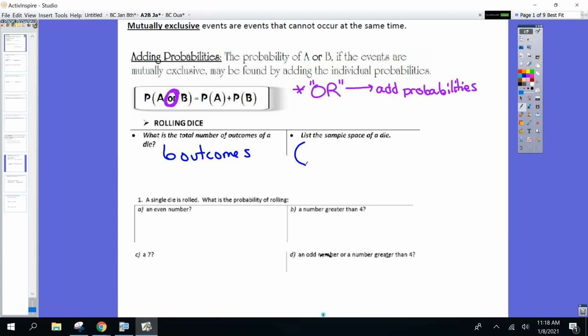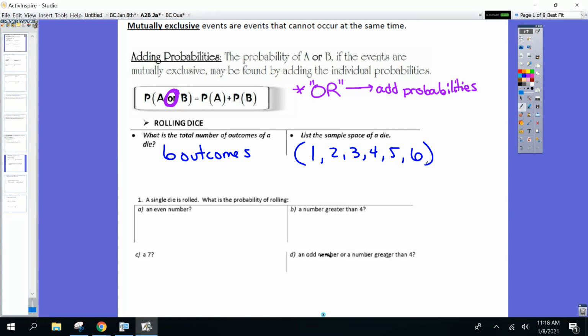So you guys know when you roll a die, you could roll a 1, a 2, a 3, a 4, a 5, or a 6. We know that very well. So those are my choices for rolling a single die. All right, let's go through some review questions, and then I'll add in our little wrinkle here at the end.